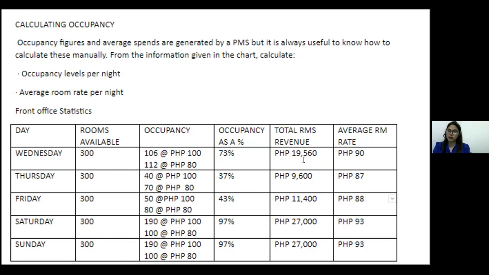So, we will do it for Thursday, Friday, Saturday, and Sunday, just like what I've told you on how to get the occupancy for Wednesday, the percentage, the rooms revenue, and the average room rate. Now, let's ponder these discussion questions.